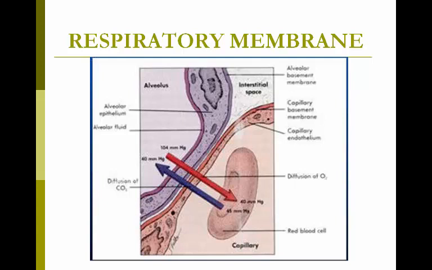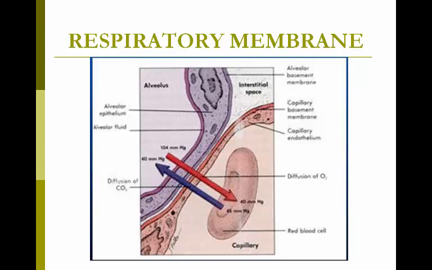Look to the left between the alveolus and the capillary. That part of the respiratory membrane on the left is the wall of an alveolus. The part to the right is the wall of the capillary. So you have oxygen and carbon dioxide that are going to move across the wall of the alveolus and the wall of the capillary to function in gaseous exchange between the lung and the bloodstream.